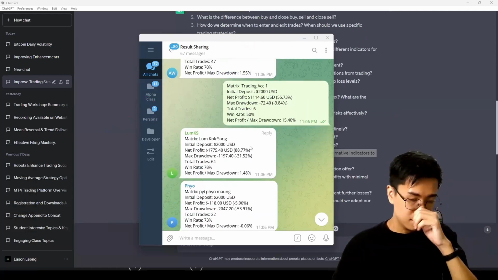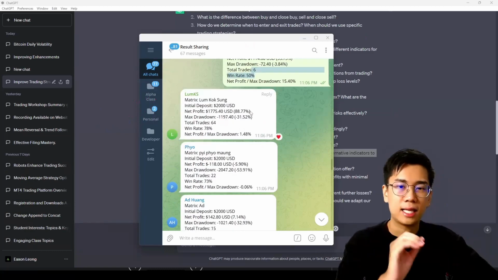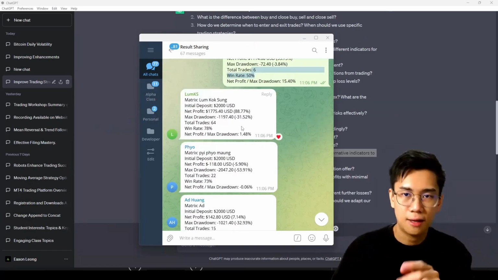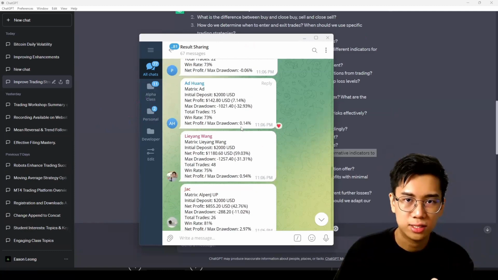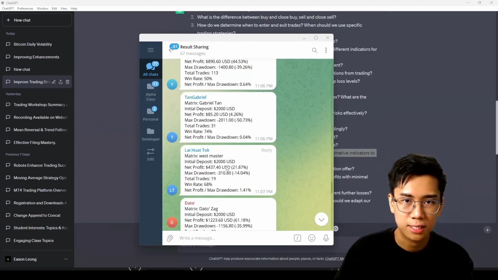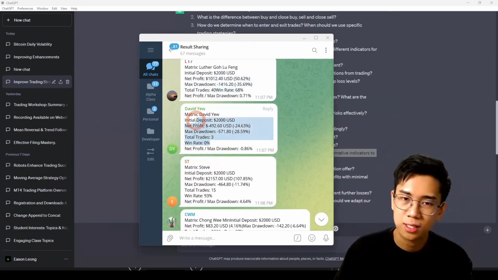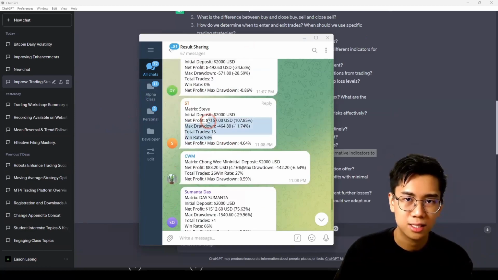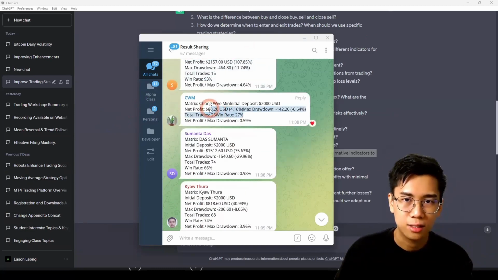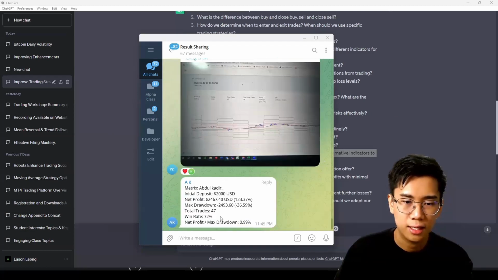You see, 50% is making money already, just with a slightly better risk and reward. Then we have 78, 73, 73, 75, 81, 56, 50%, 74, 68, 73, 68. This one, don't do anything. Okay, 93%. This one 27. Then we got 66, 74, 58, and then 72.